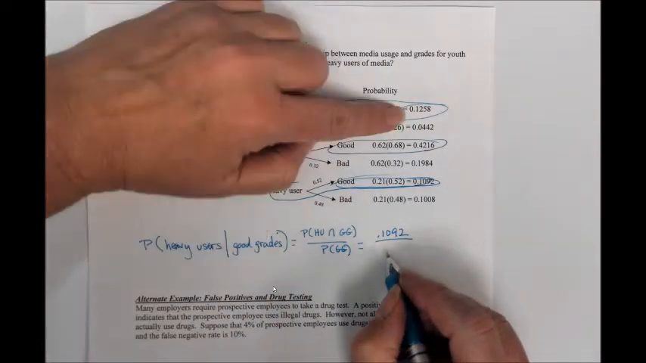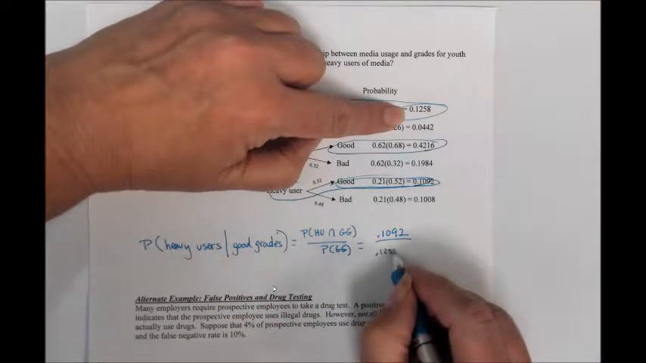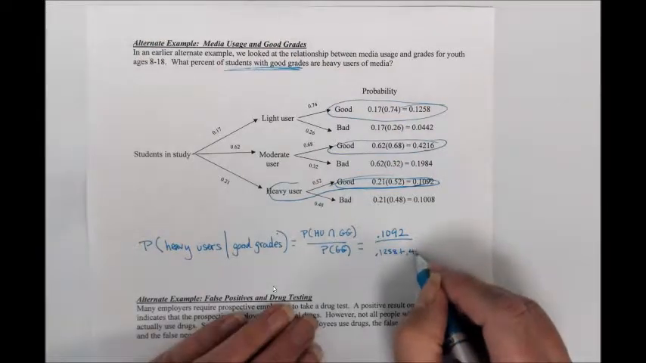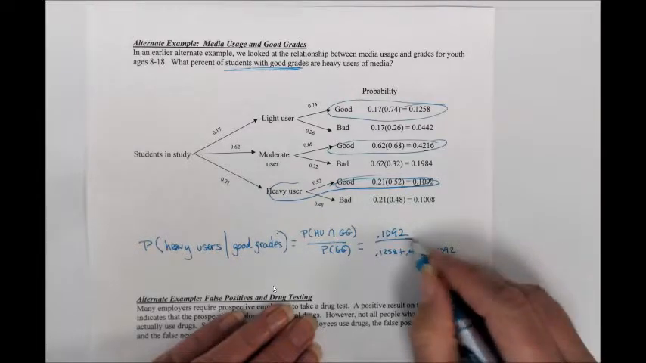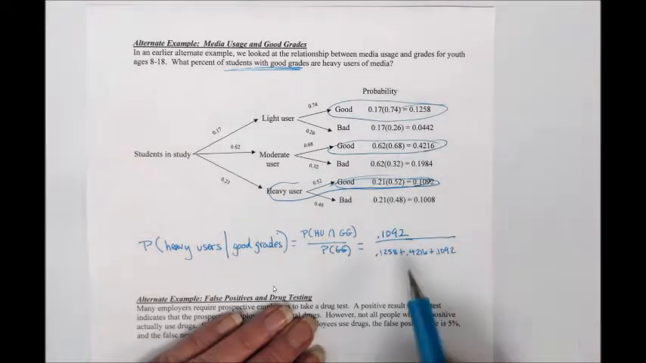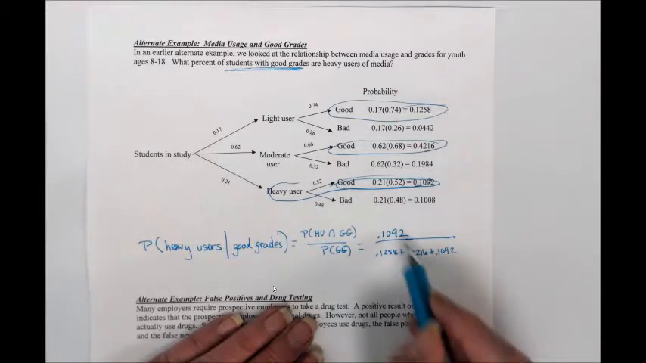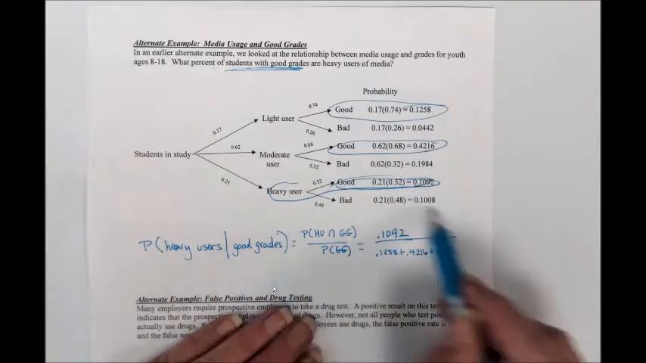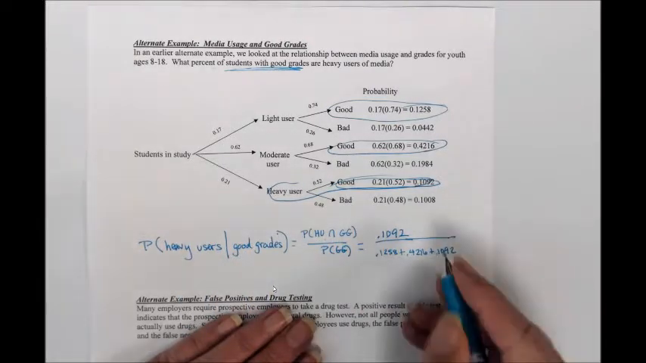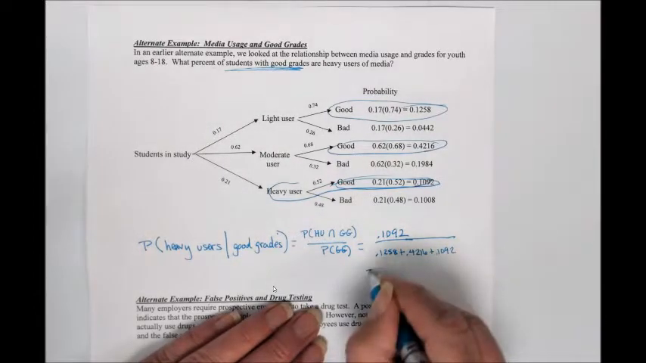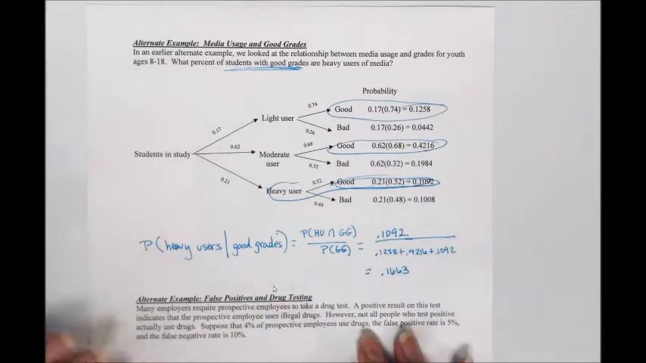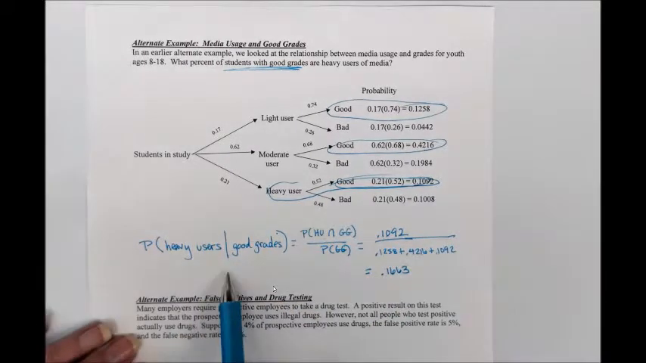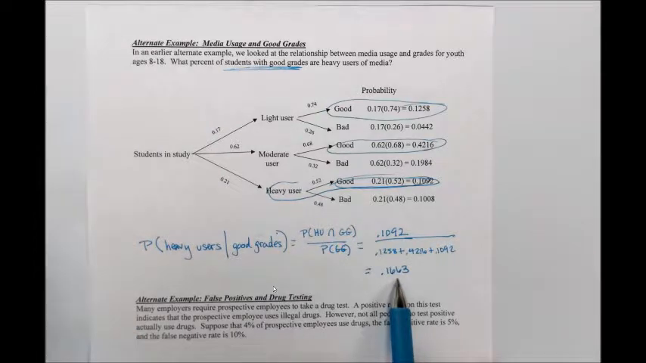So my denominator is the 0.1258 plus the 0.4216, and then I'm going to also include that 0.1092 again. So there were three categories of getting good grades. That's my denominator. My numerator is simply the heavy users with good grades. So if I figure all this out, it's going to end up being 0.1663. So knowing they get good grades, there's about a 16% chance that they are a heavy media user.